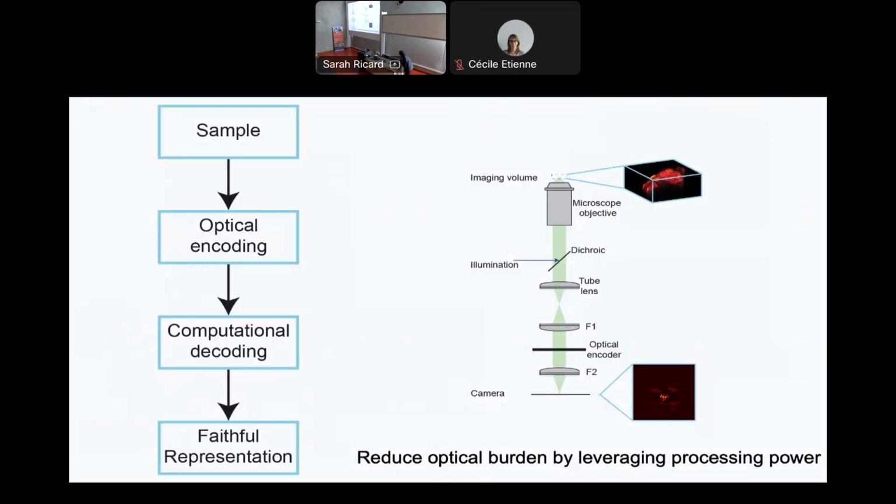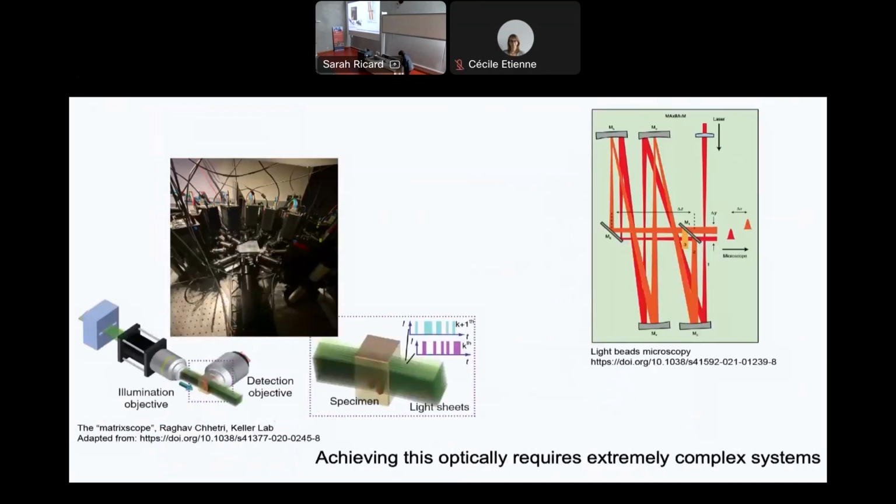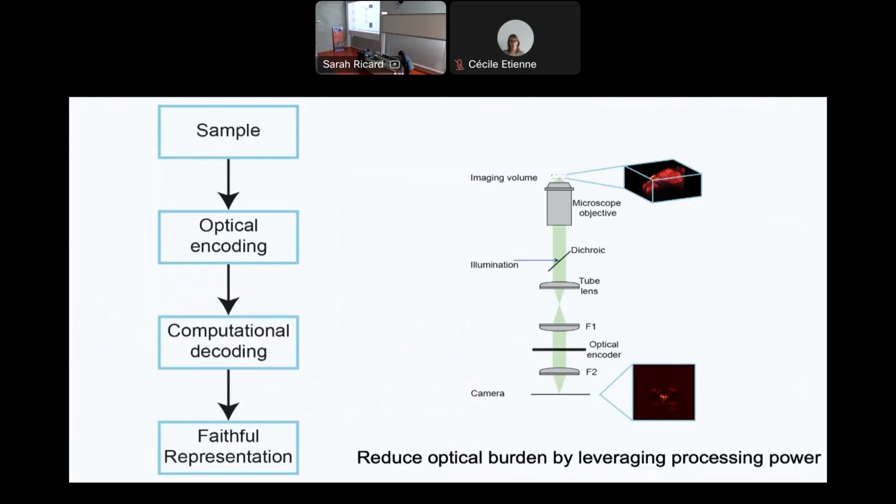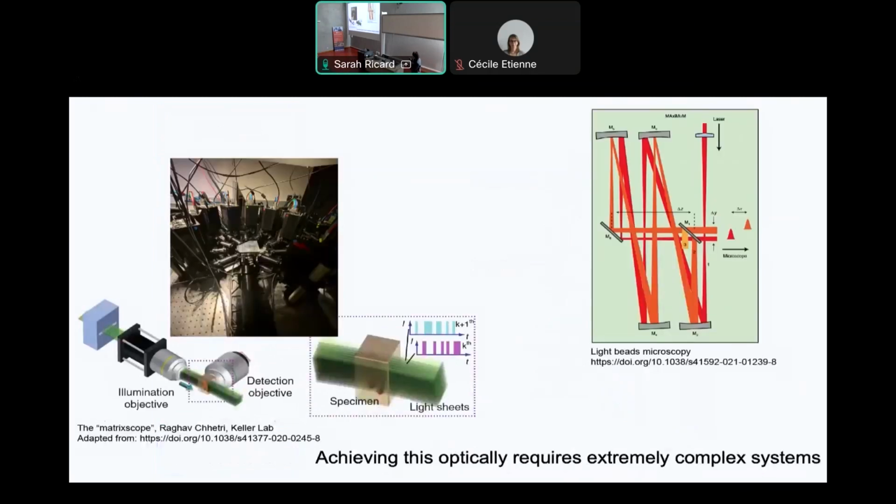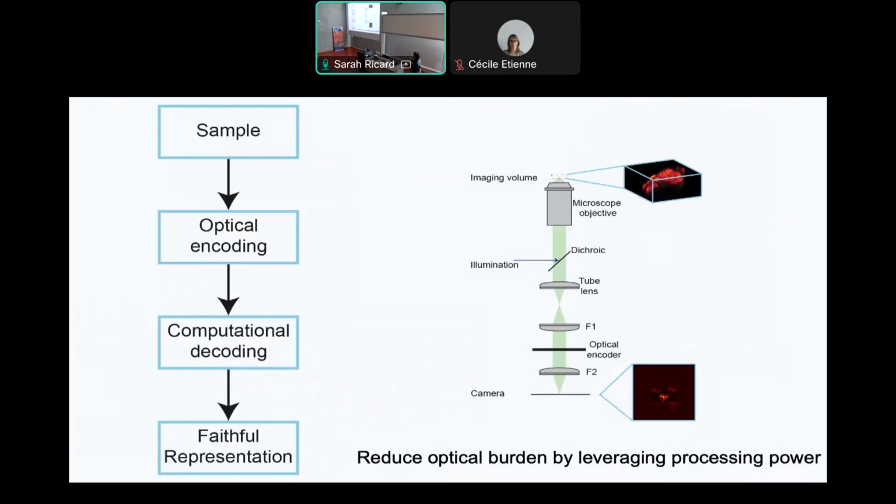Okay. So, usually, what we do in a microscope, right, is that we have an objective, we have a sample, and we have a sensor. And usually what we aim to do is to get something on our sensor that looks a lot like our sample, right? We want a representative image of our sample.